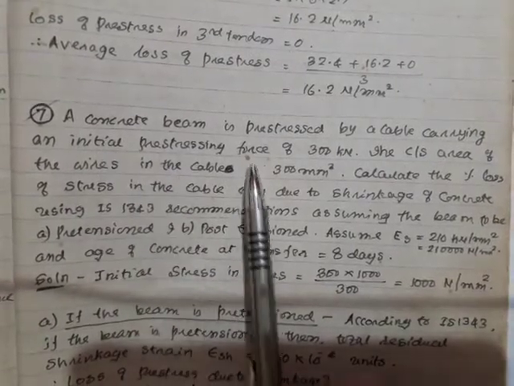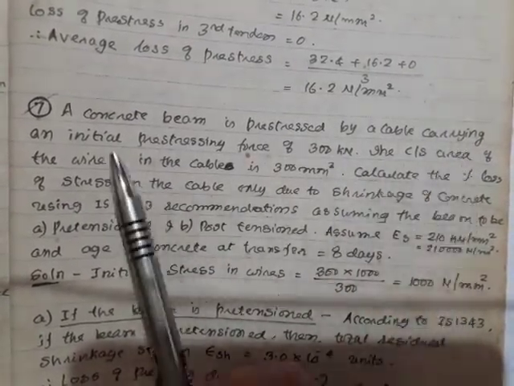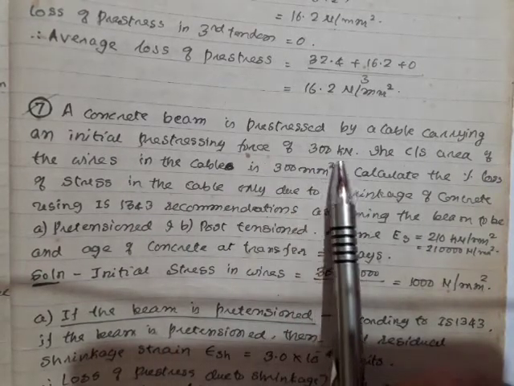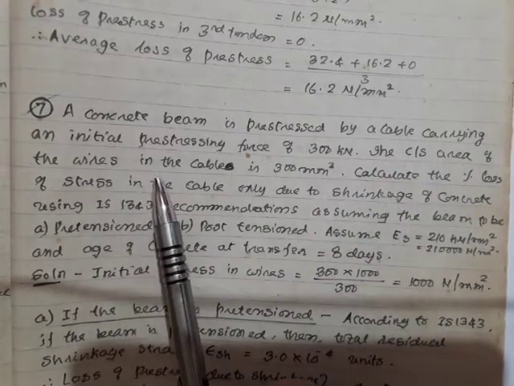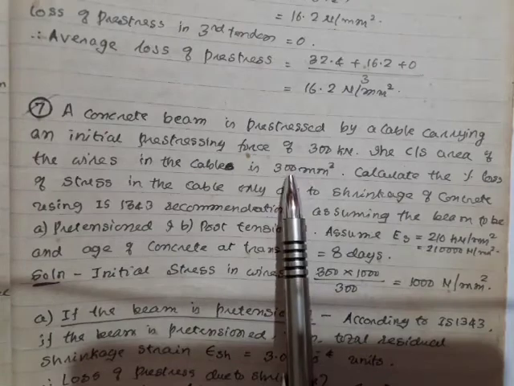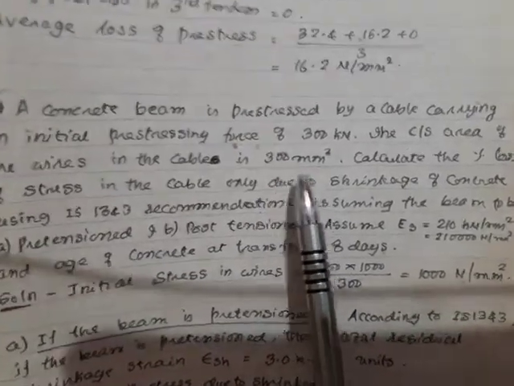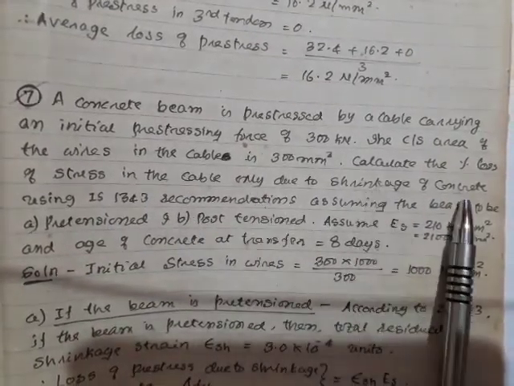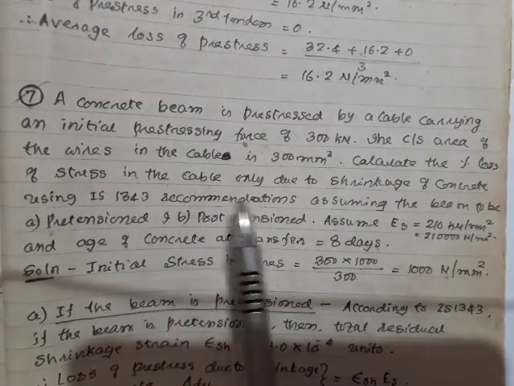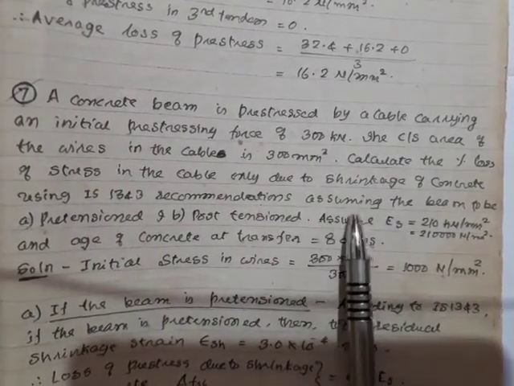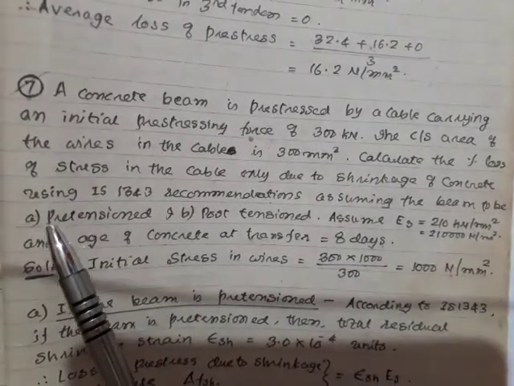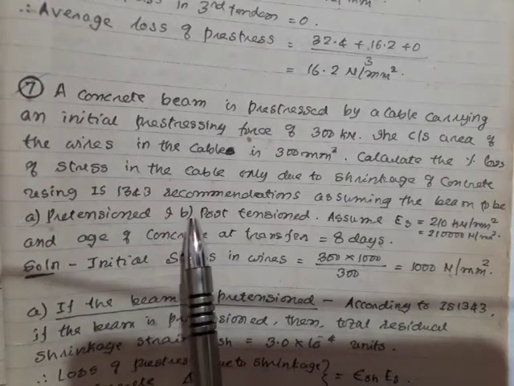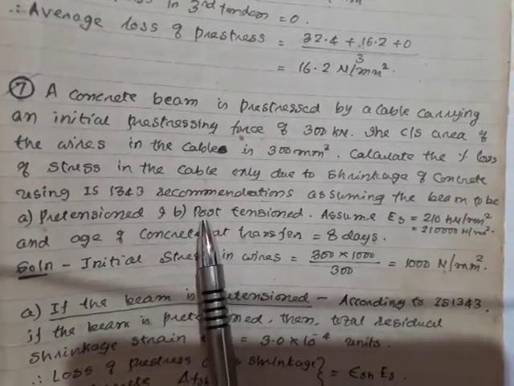A concrete beam is prestressed by a cable carrying an initial prestressing force of 300 kilonewton. The cross-sectional area of wires in the cable is 300 mm square. He has given the area of the steel or the cable. Calculate the percentage loss of prestress in the cable only due to shrinkage of concrete using IS 1343 recommendations. In case A, assume that it is pretensioned. In the second case B, assume that it is post-tensioned.